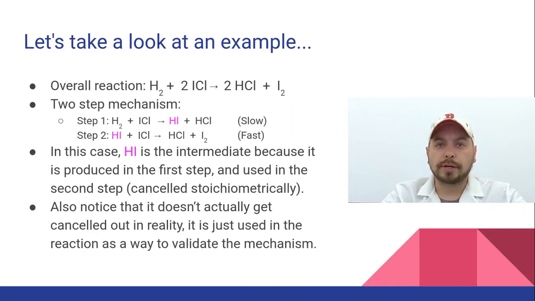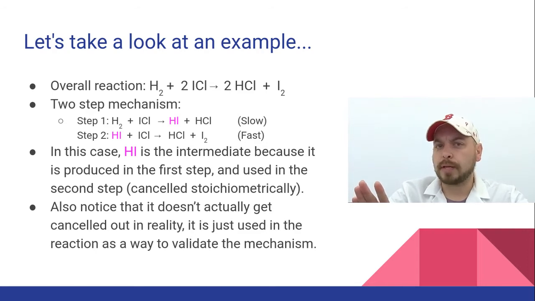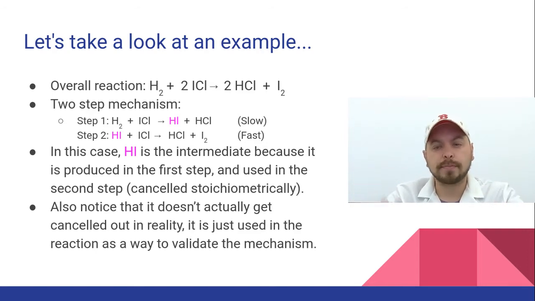Now our overall reaction shows me that hydrogen plus iodine monochloride, 2 of them, react to yield 2 hydrochloric acids and 1 iodine atom, or 1 iodine molecule, should I say. Now the proposed mechanism for this is 2 steps. And if we look at these 2 steps, you'll notice that they do involve an intermediate. The intermediate in this case is going to be the hydroiodic acid, HI. You see how it's created in the first step and then used as a reactant in the second step? That's representative of an intermediate.